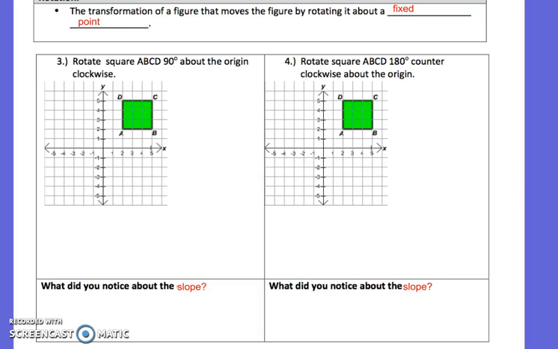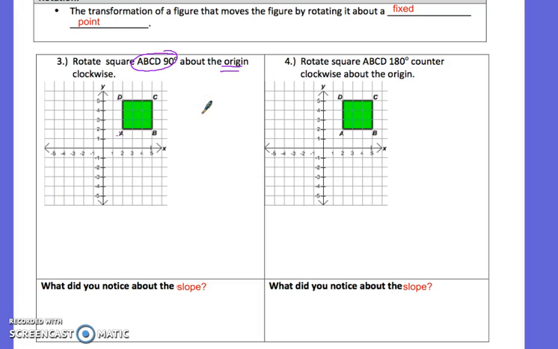Now we're going to do a rotation. A rotation is a transformation of a figure that moves a figure by rotating it around a fixed point. So when we look at 3, it says rotate square ABCD 90 degrees about the origin clockwise. So let's think about what it means. 90 degrees about the origin clockwise.